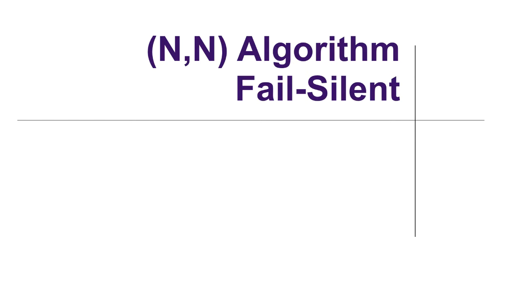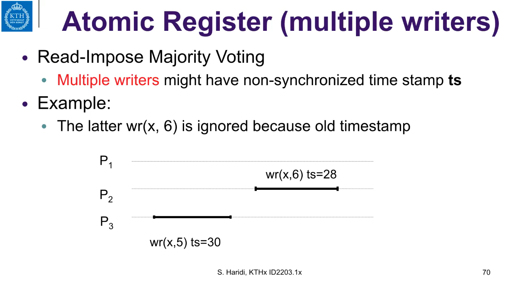We turn our attention to the multiple writer, multiple reader algorithm in the fail-silent model. If we go back to single writer, multiple reader, we used a read-impose majority voting strategy. If we just try to use the same algorithm as in the single writer case, multiple writers might have non-synchronized timestamps. And here is an example.